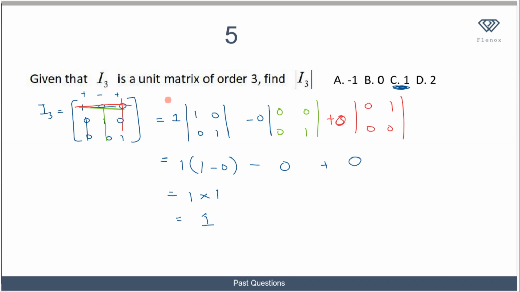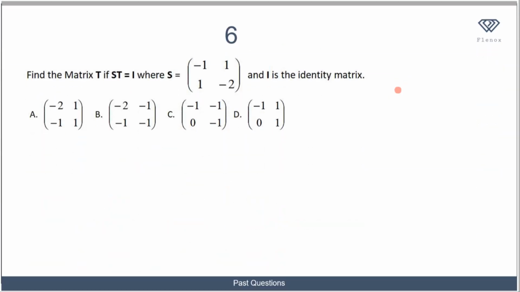So assuming you knew this rule beforehand, that the determinant of a unit matrix is equal to 1, once you see a question like this, you don't need to solve through it. You just know by default that since it's a unit matrix, the determinant is going to be equal to 1. So you can just directly select option C. So on to the next question.